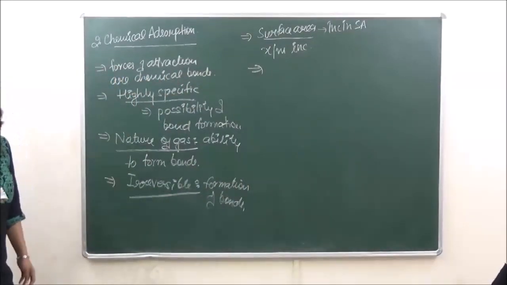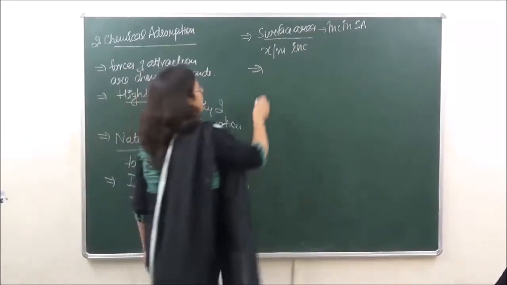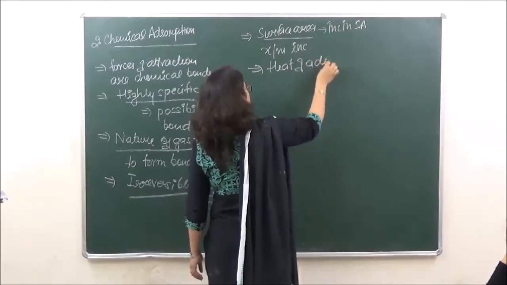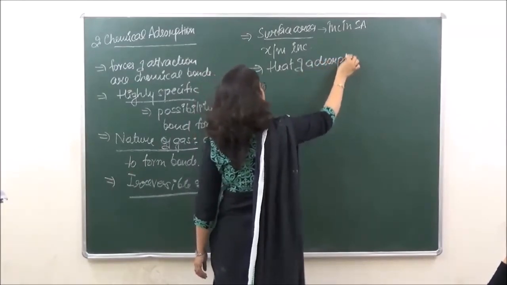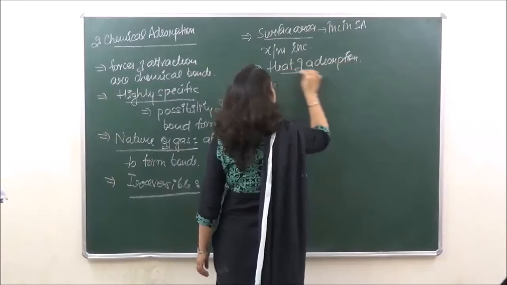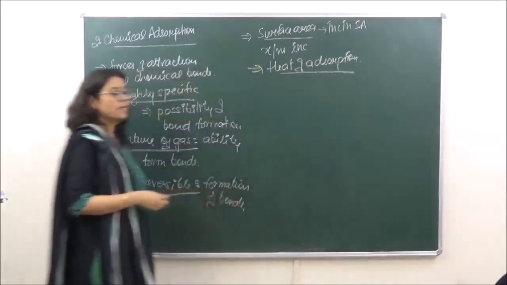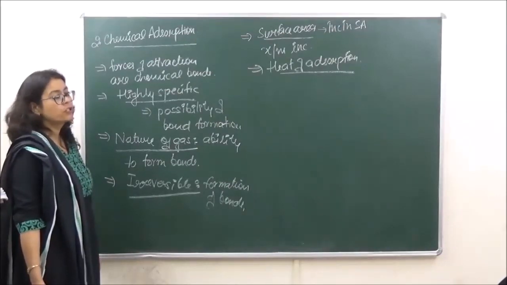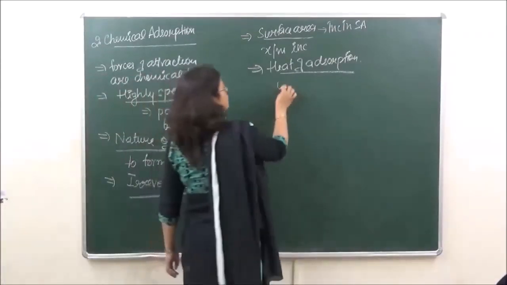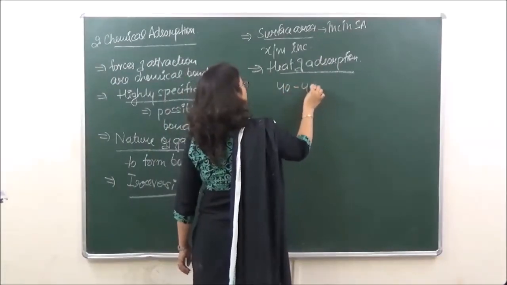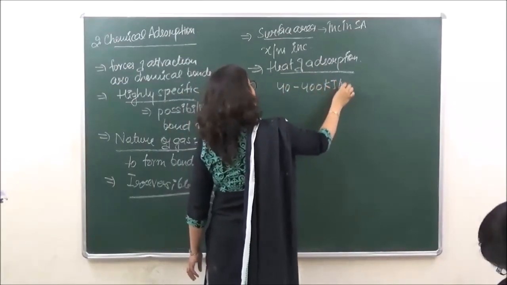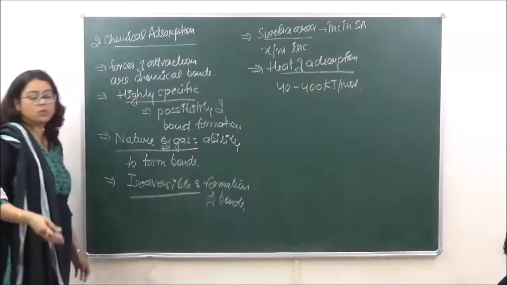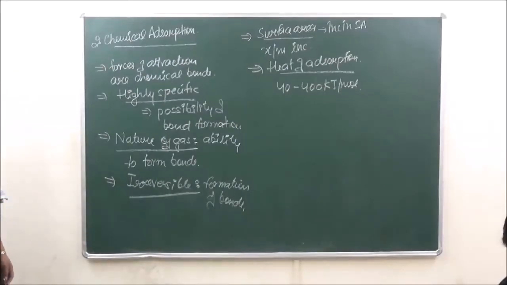Okay? And then last is heat of adsorption. Chemical adsorption has high heat of adsorption. Why high heat of adsorption? That is because of the chemical forces which are present. So the heat of adsorption is of the order of 40 to 400 kilojoules per mole. The high heat of adsorption is due to the chemical forces of attraction.